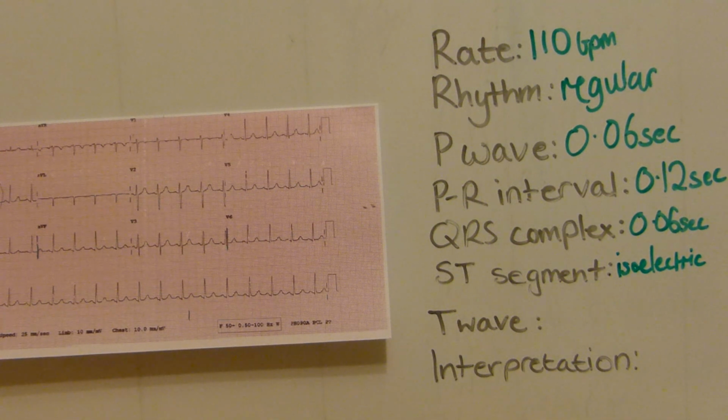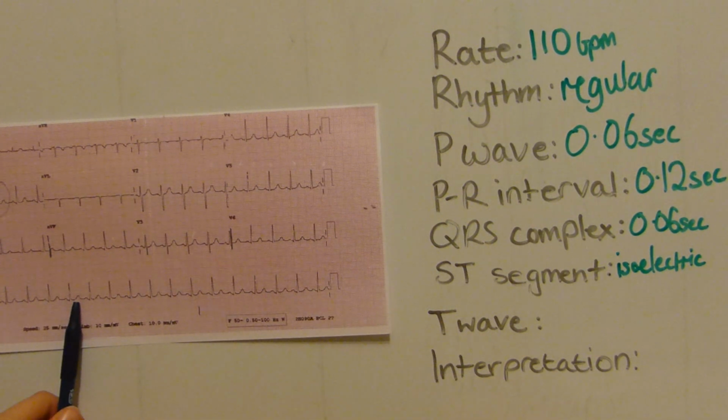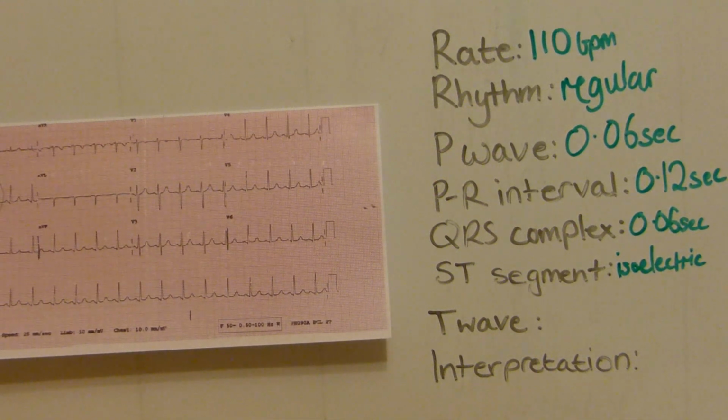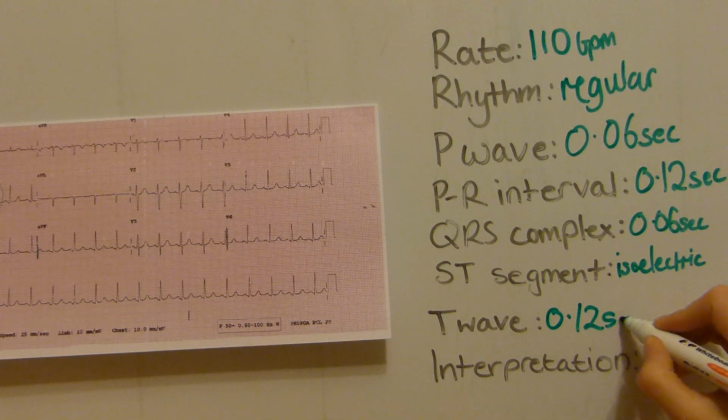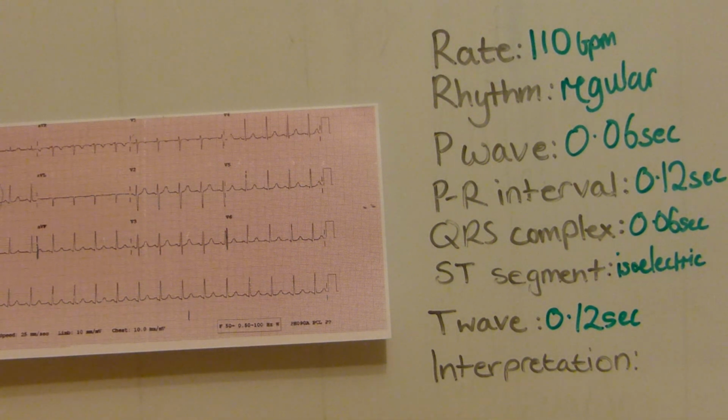Next is ensuring there is a T wave after every QRS complex, and that the T wave is of normal length. So if we measure it here, this T wave, from the first inflection, is 1, 2, 3 boxes, which makes it 0.12 seconds. Now a T wave can be 0.1 to 0.24 seconds long, so this is a normal length for a T wave.